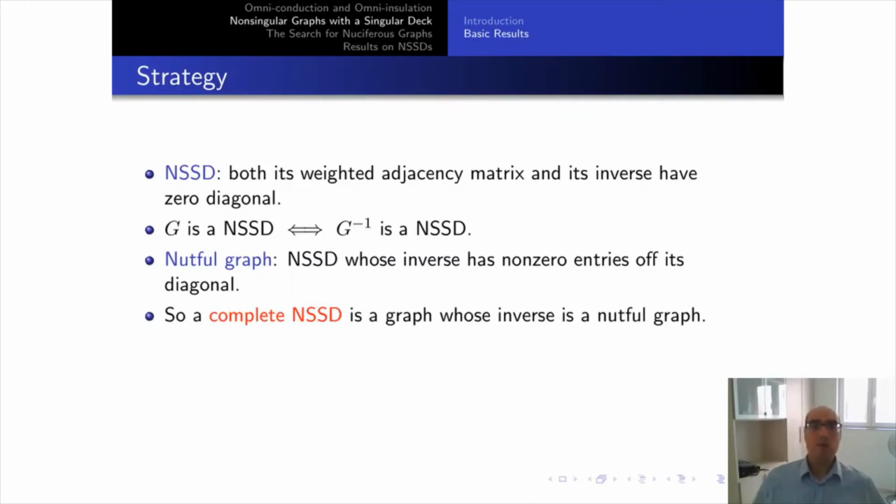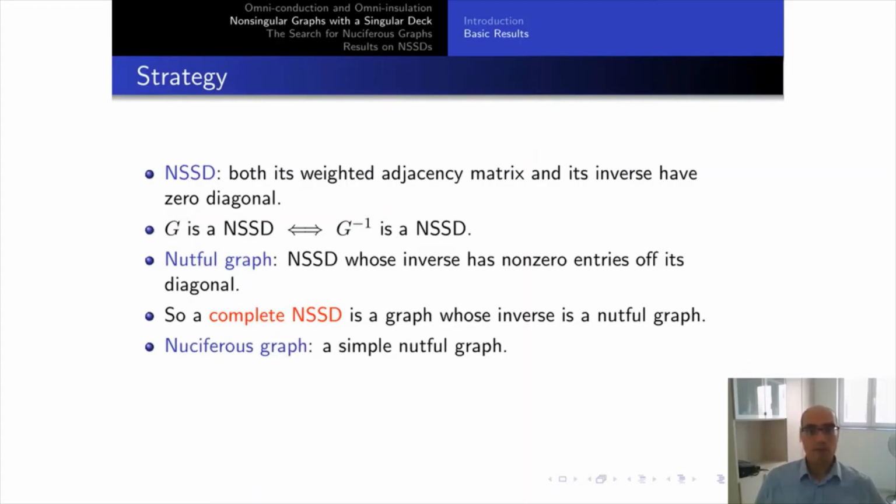This means that a complete NSSD is a graph whose inverse is a nut-full graph. Sorry, a nut-full graph, because basically by combining these two points together, the complete NSSD here is taking the role of the G to the minus 1, is taking the principal role. Then when we take the inverse, we get a nut-full graph.